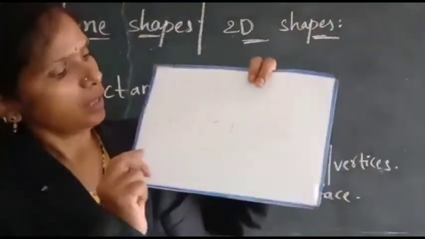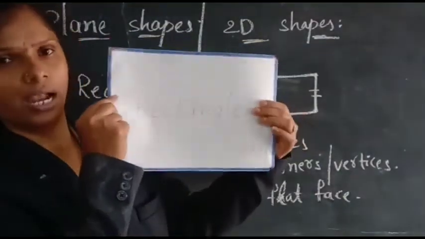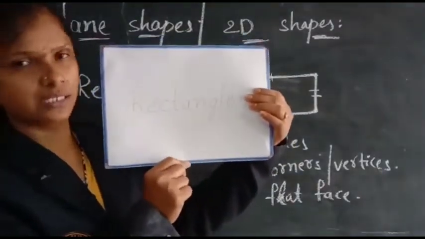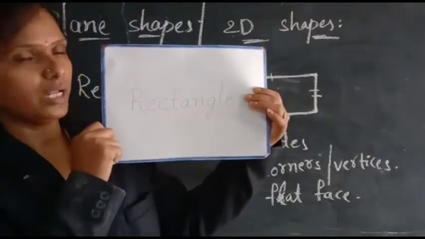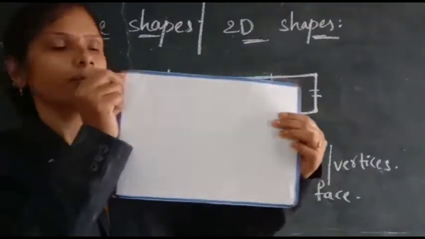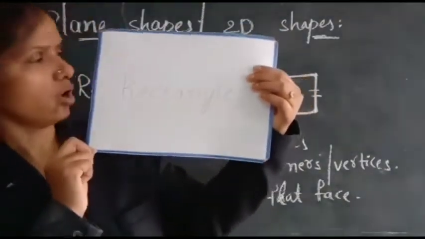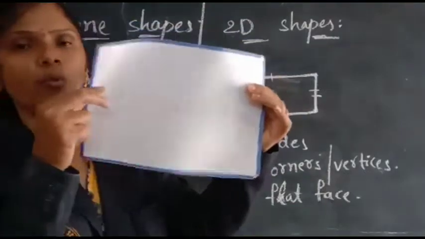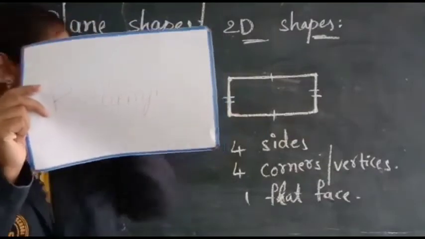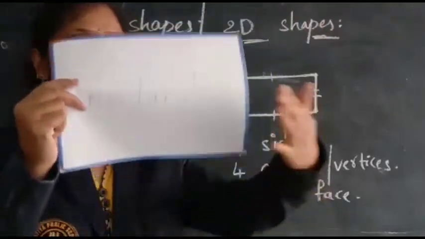Now you see a rectangle has four sides, 1, 2, 3, 4, and opposite sides should be equal. Top and bottom line segments' lengths are equal, and left and right line segments are equal, which I marked with the blue color. Corners I marked with the red color, 1, 2, 3, 4 corners. And it is a flat shape. A rectangle has four sides, four corners, and one flat face.